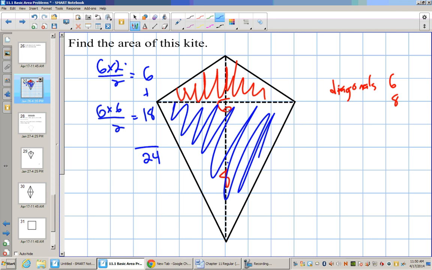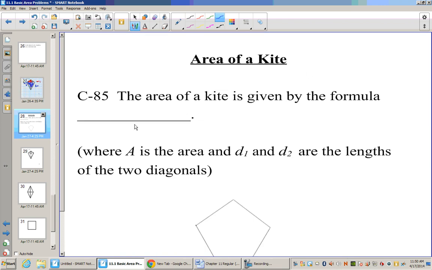But it wouldn't take too much before you realize that if I just took 6 times 8, I get 48, and divide that by 2, and I also get 24. And that works every single time. So the area formula for a kite is diagonal 1 times diagonal 2 divided by 2. Or sometimes people write 1/2 diagonal 1 times diagonal 2.